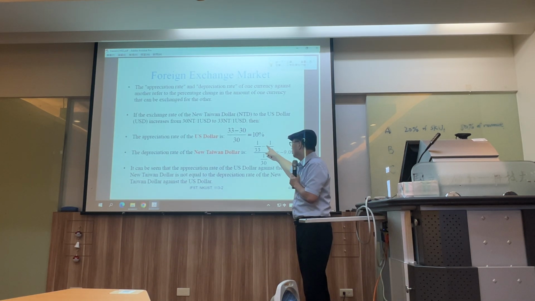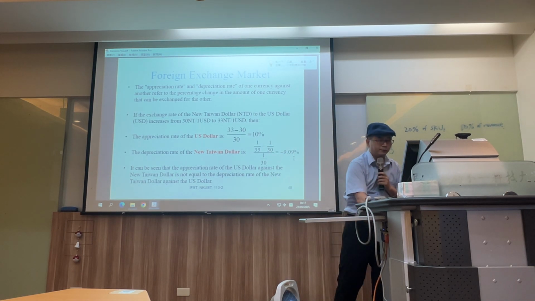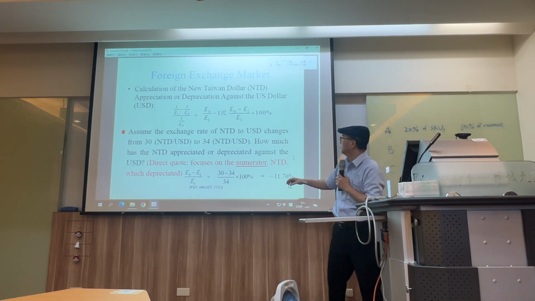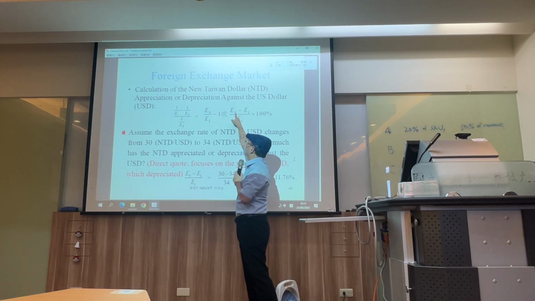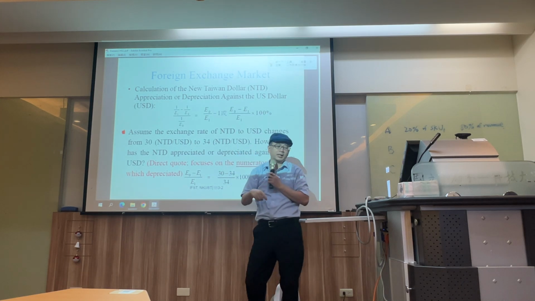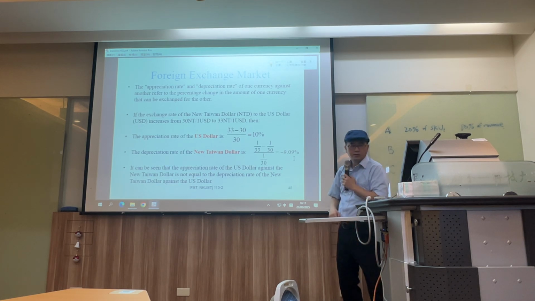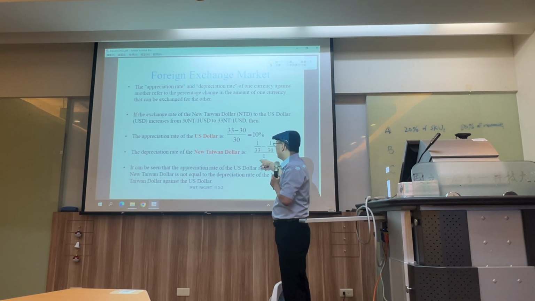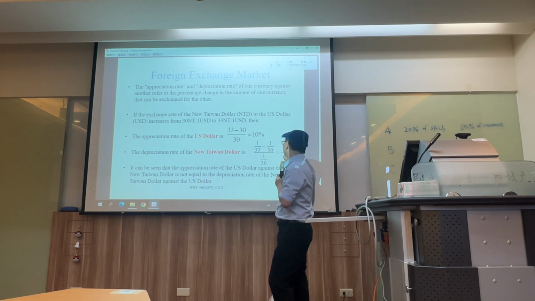And the reason we use this formula is because the original formula is like this, and when we derive it, it becomes this formula. We have to use the exchange rate at time equals 0 minus the exchange rate at time equals 1, divided by the exchange rate at time equals 1. So in this case, it becomes 30 minus 33 divided by 33, and we'll get minus 9.09%.